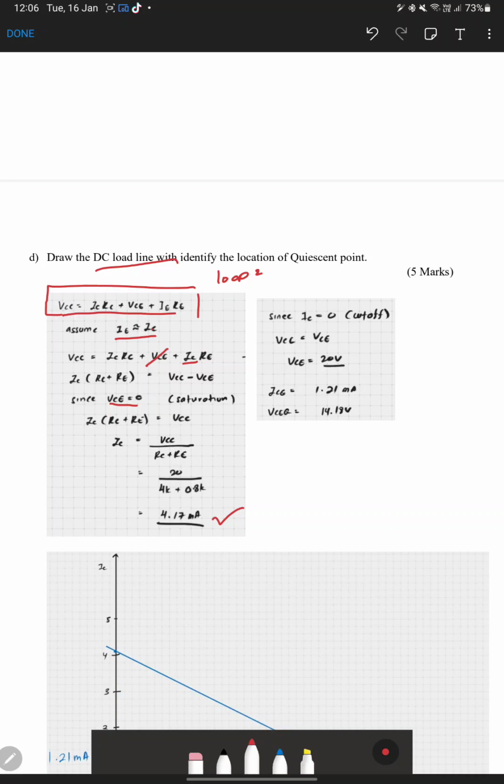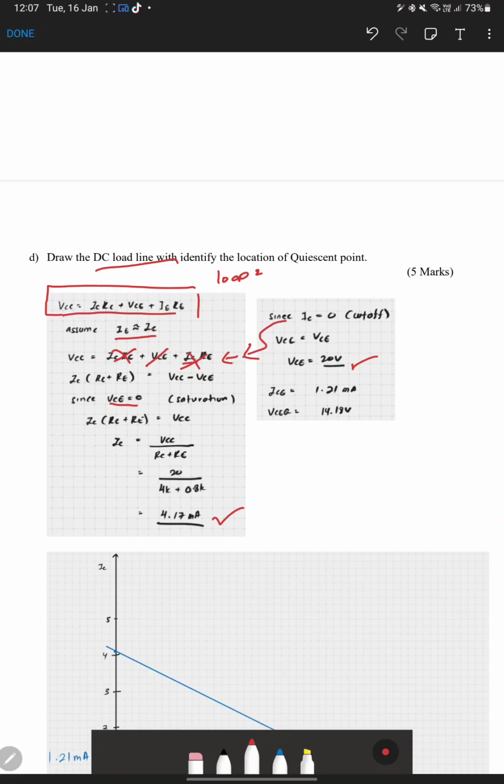And then for the VCE, when the IC is 0, by using the same equation, loop 2, you just replace IC equal to 0. So it will eliminate here. So VCC equal to VCE. So VCE comes to 20 volt when IC equal to 0, right?